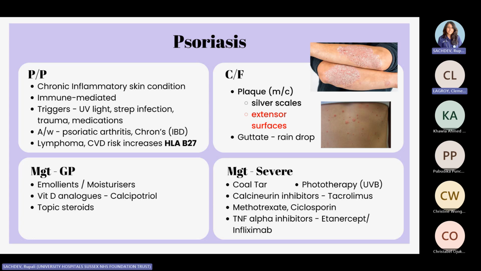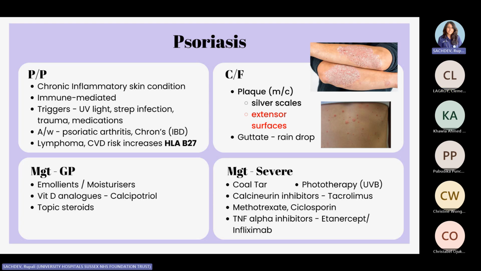And then the management for severe psoriasis would be coal tar, phototherapy, calcineurin inhibitors, again, like tacrolimus, and then a bit more severe, extensive medication is methotrexate, cyclosporin, and then TNF-alpha inhibitors such as infliximab and etanercept.